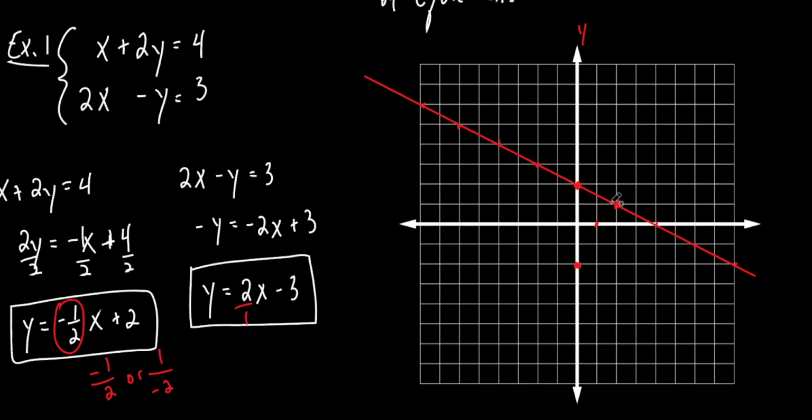2, 1. Let's see. Did I go 2? 1, 2, 1. I'll go down here. Negative 2, negative 1. Negative 2, negative 1. That's good enough. Let's connect them.